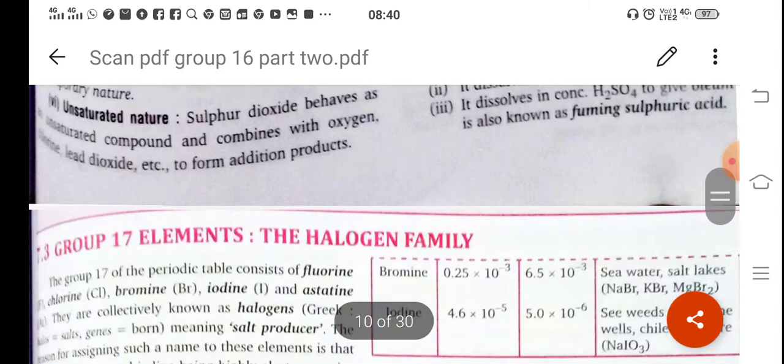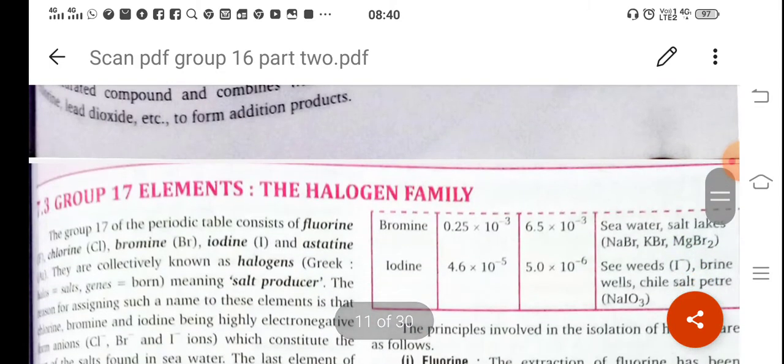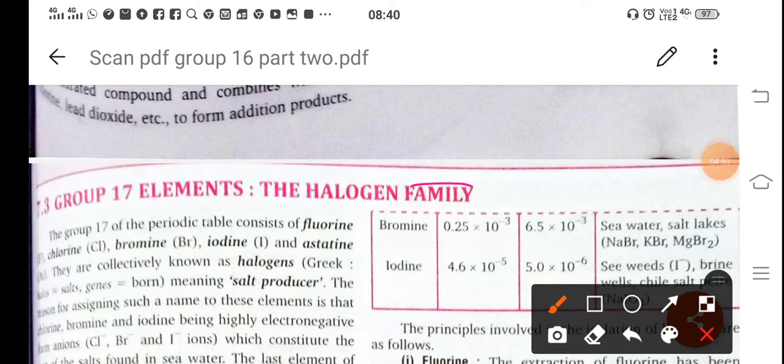Now coming to another group of elements, that is group 17. Group 17 is also known as the halogen family. They are known as the halogen family because they are salt producers. Halos is a Greek word meaning salt, and genes means born. So they are salt producers. That's why all the elements in group 17 are known as the halogen family.